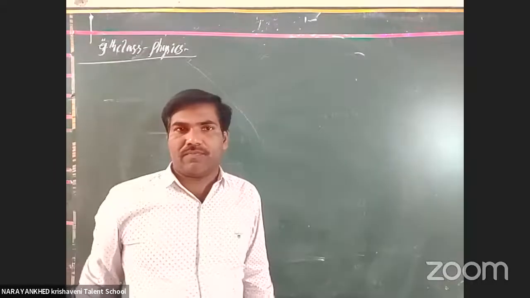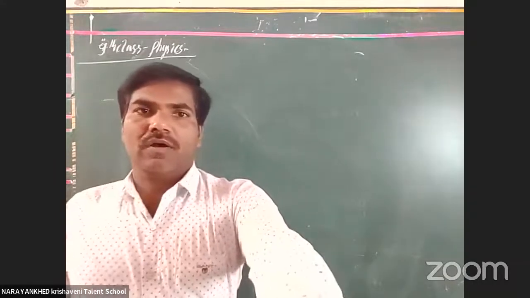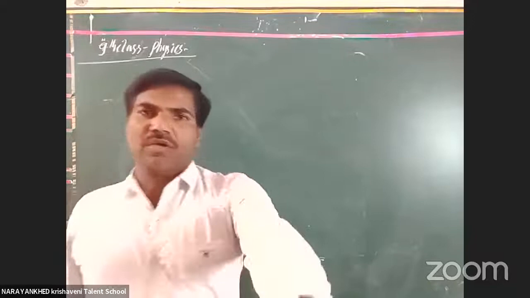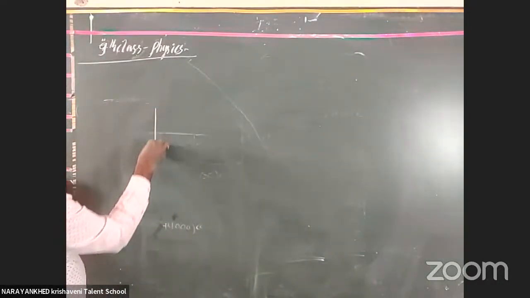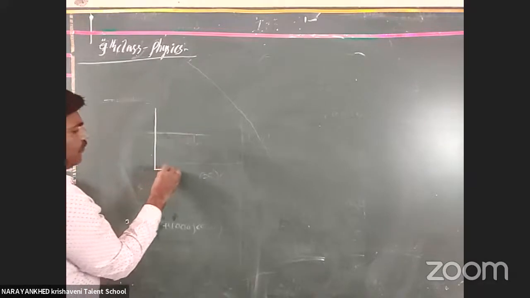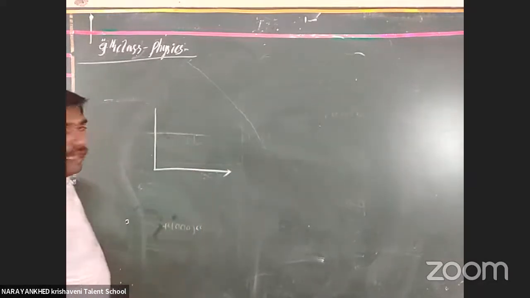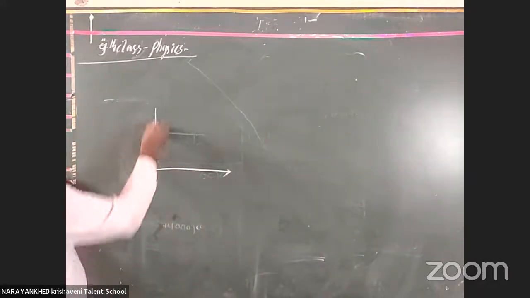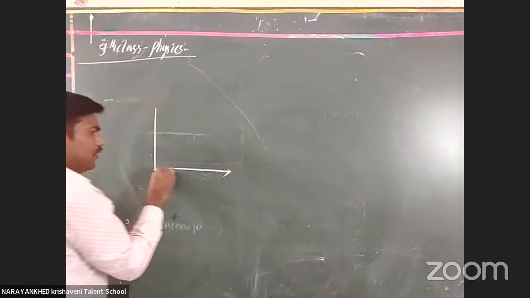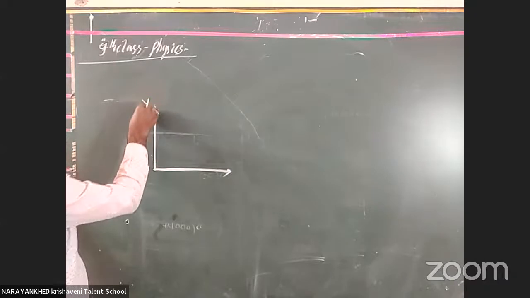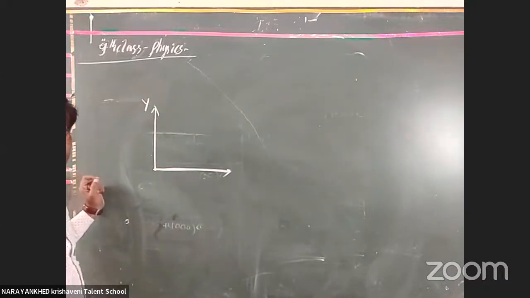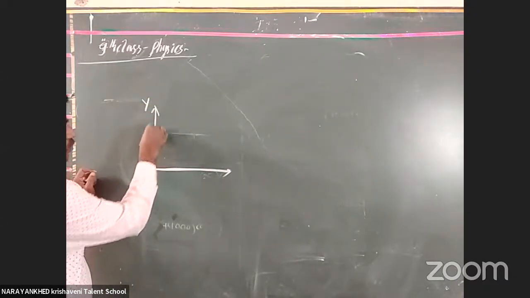Surface of Earth. What is only called a projected body? Suppose the surface of Earth is like this, along the x-axis. If a body is thrown along the y-axis, it is not called a projectile body. It is just called a thrown-up body.